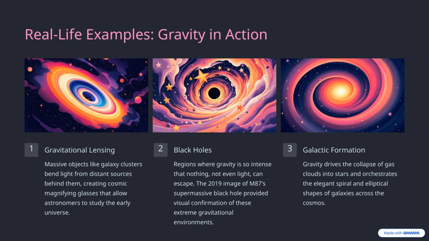Let's look at some real-life examples of gravity in action. First up is gravitational lensing. Massive objects like galaxy clusters can actually bend light from distant sources behind them. This creates cosmic magnifying glasses that allow astronomers to peer deeper into the universe and study its early history. Next, we have black holes, regions where gravity is so intense that nothing, not even light, can escape. The 2019 image of the supermassive black hole in galaxy M87 was a groundbreaking visual confirmation of these extreme gravitational environments. Lastly, gravity plays a crucial role in galactic formation. It drives the collapse of gas clouds into stars and shapes the stunning spiral and elliptical structures we see in galaxies across the cosmos. These examples really highlight how gravity is fundamental to understanding the universe's structure and evolution.